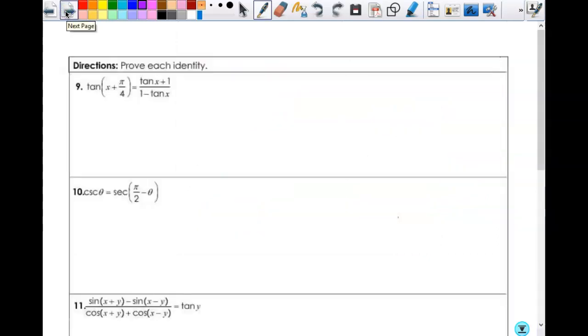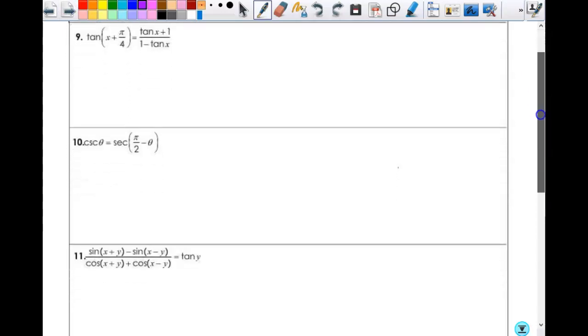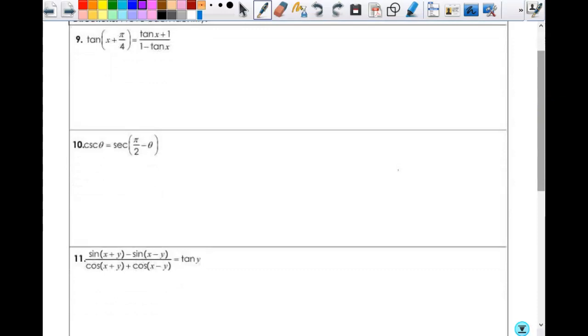All right, flip this over. So now we are going to prove the identities using some of this new stuff we just looked at. So I've got the tangent of x plus pi fourths. I want to prove that that equals tangent of x plus 1 over 1 minus tangent of x. So I think I would rather work with this side because I know what I can substitute in for that. That's not going to equal cotangent because this is not pi halves. So this is going to be my goal. This is what I'm going to work with.